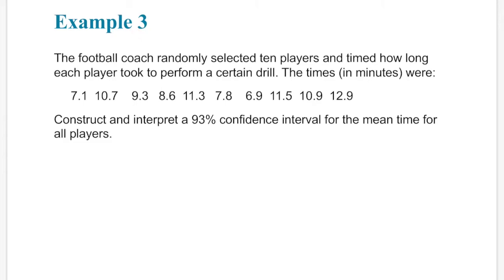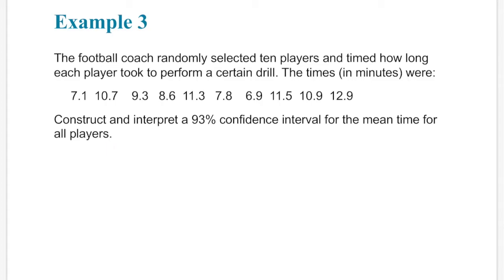Example 3. The football coach randomly selected 10 players and timed how long each player took to perform a certain drill. The times in minutes were 7.1, 10.7, 9.3, 8.6, 11.3, 7.8, 6.9, 11.5, 10.9, and 12.9. Construct and interpret a 93% confidence interval for the mean time for all players.